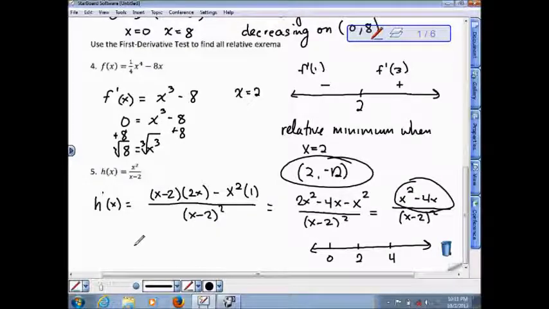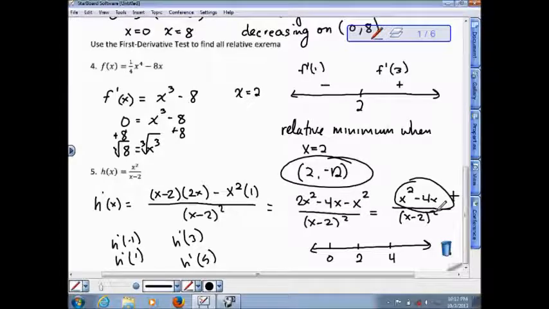So we need to test h prime of negative 1. We could test h prime of positive 1. We could test h prime of 3 and h prime of 5. We've got to figure out what's happening with all these. So if we plug in a negative 1, negative 1 squared is positive. Negative 4 times negative 1 is positive. And a positive, so we have a positive in the numerator.